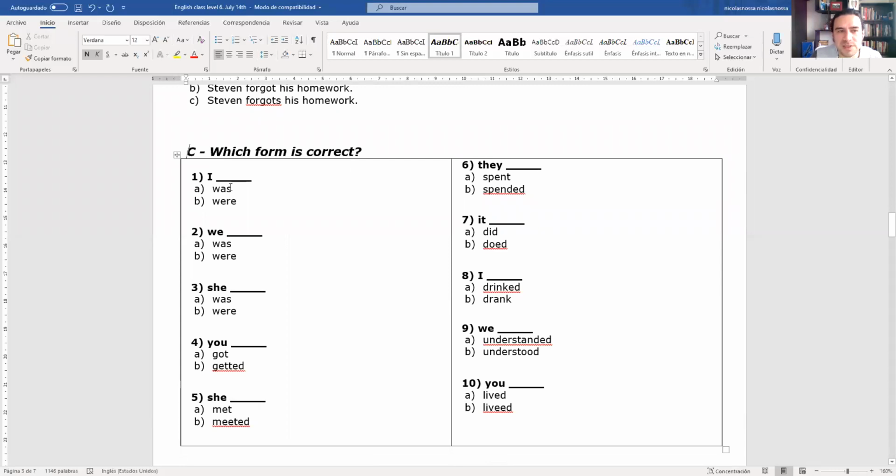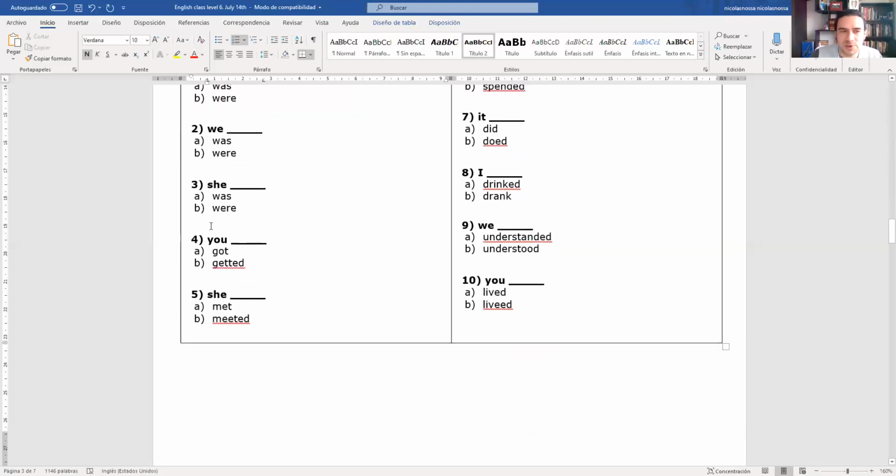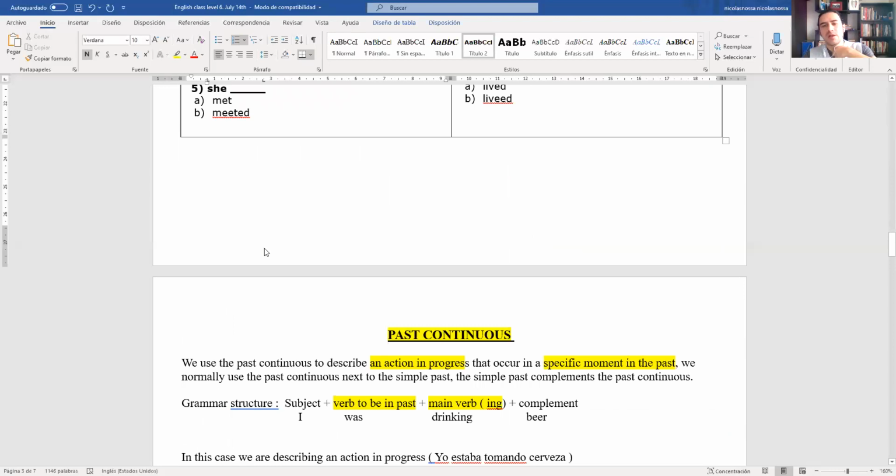An exercise C, the same. Choose which form is correct. So number one, I was or I were. So remember the conjugation of the verb to be in past is was and were. The verb to be is irregular, remember. Okay, so I was or I were, I don't know, you have to check. We was or we were. So choose the correct option, A or B, okay?